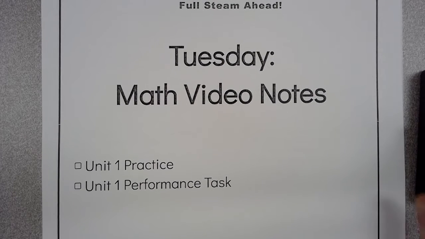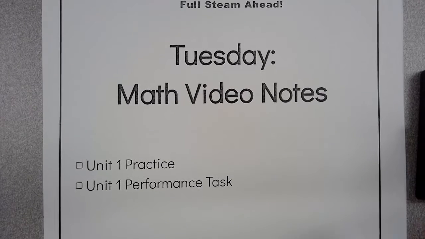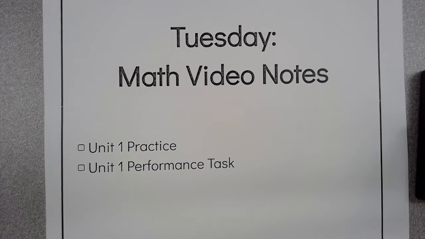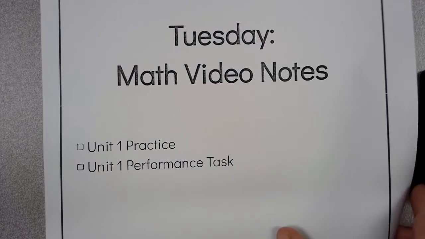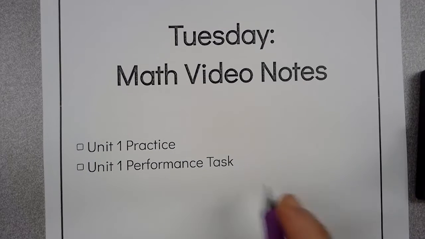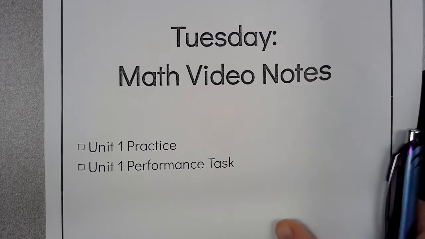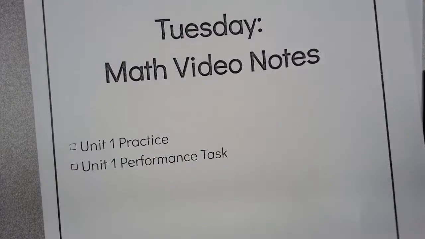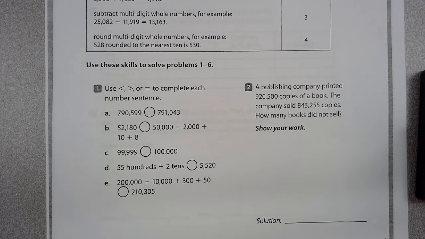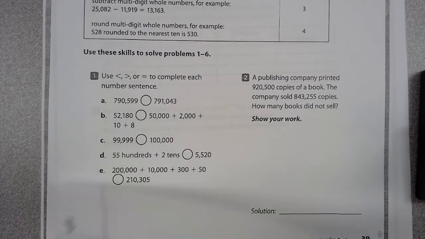So, now you are going to be tasked with completing the unit practice and performance task, and then you're going to do the unit quiz later on this week. First, we're going to work on the Unit 1 practice, and then we're going to work on the performance task. So let's go ahead and turn to page 49. You may need a clean sheet of notebook paper or scratch paper to write on for this, if need be.